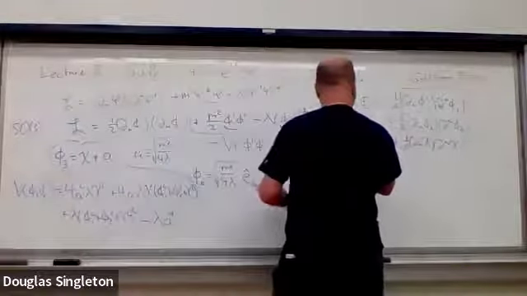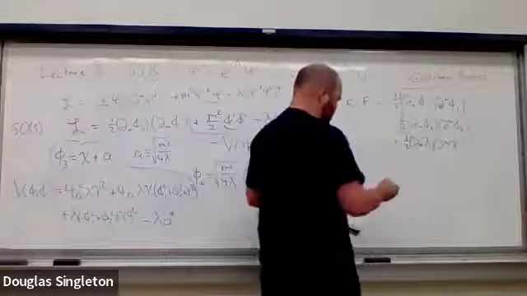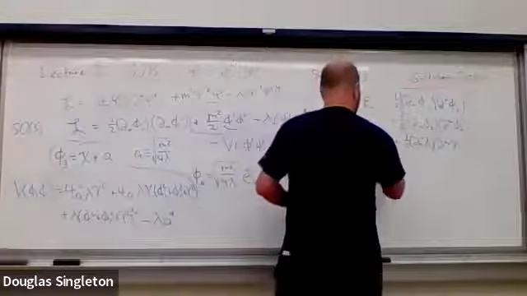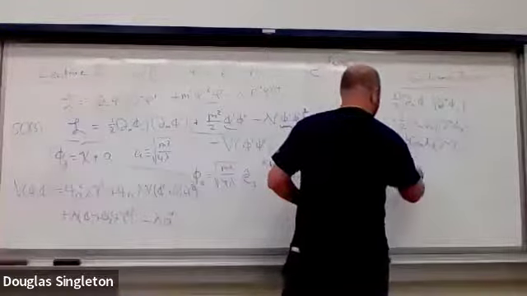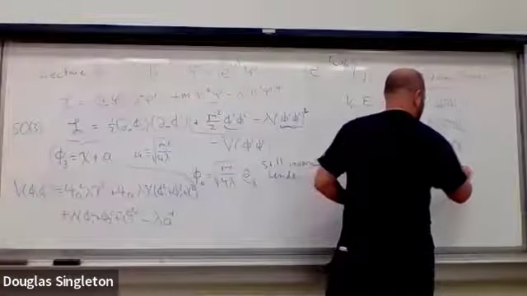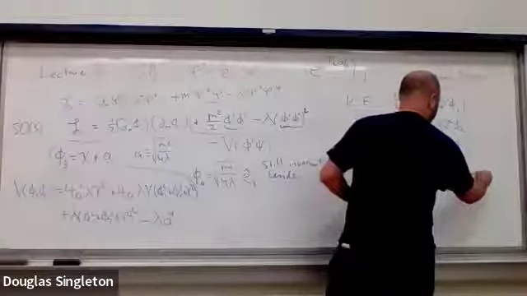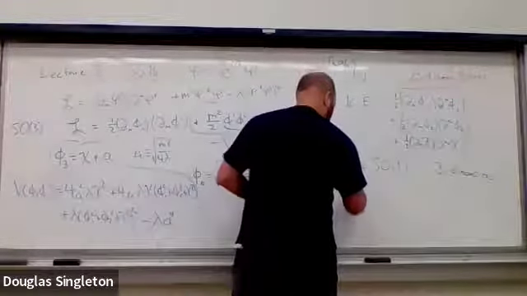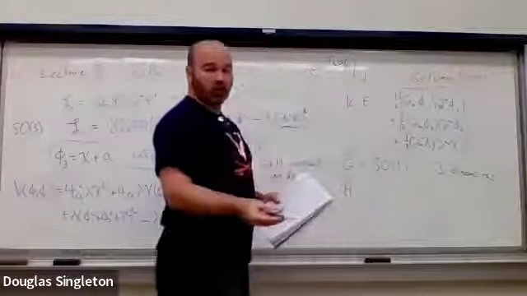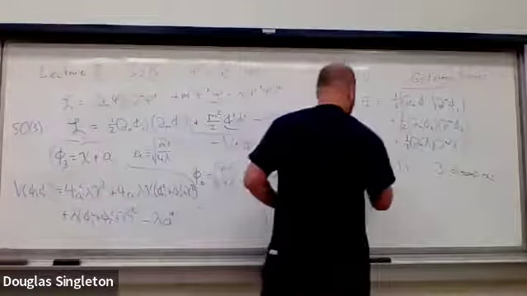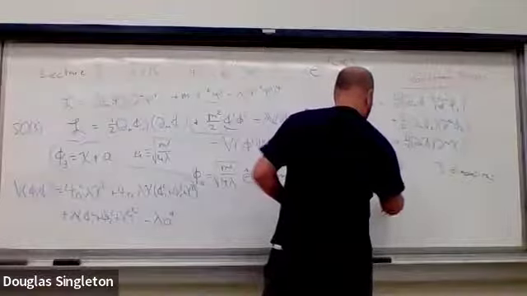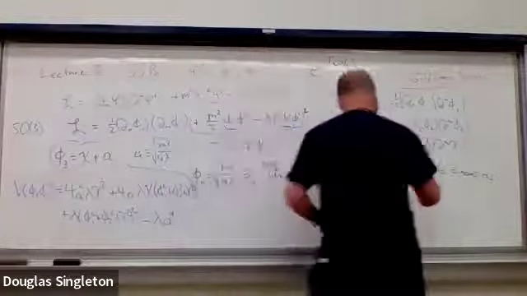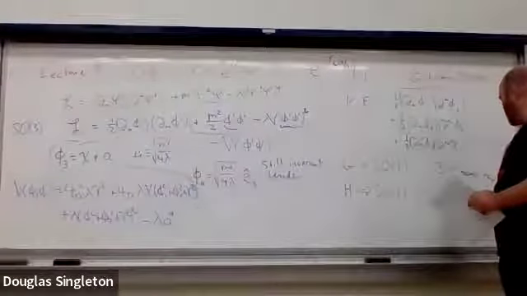So basically, we started off with a, I went back to black, we started off with a group that was SO3, which had 3 dimensions. We broke it down to a subgroup that was SO2, the rotations around the 3rd axis, and this had 1 dimension.